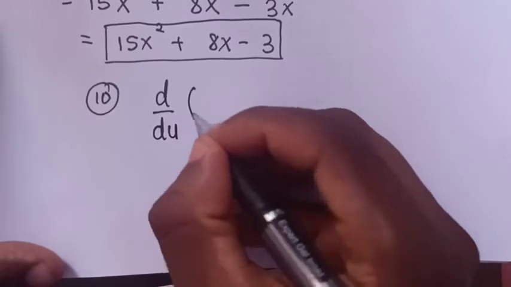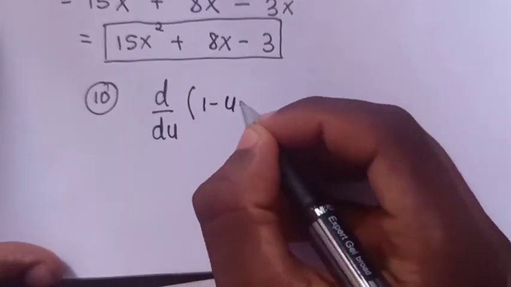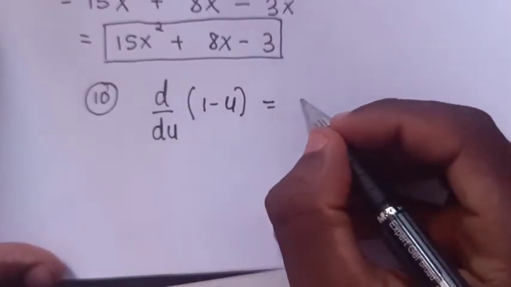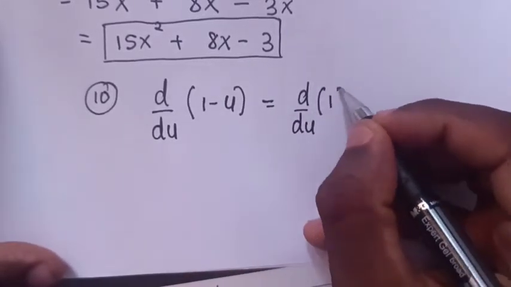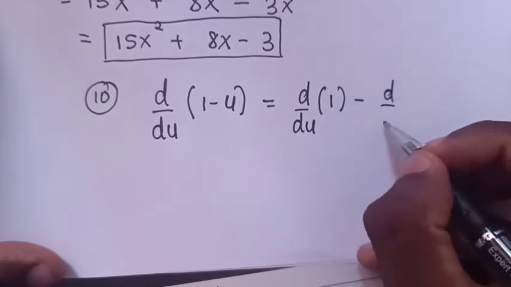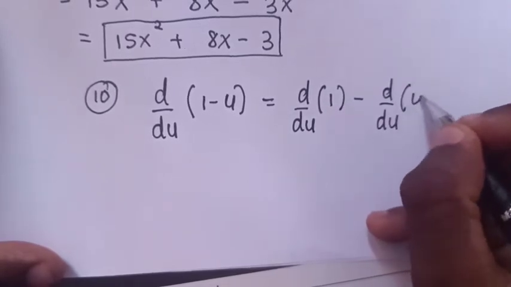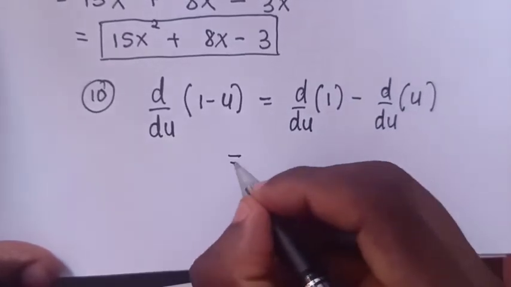Derivative of 1 minus u with respect to u. We derive each term: derivative of 1 with respect to u, minus derivative of u with respect to u.